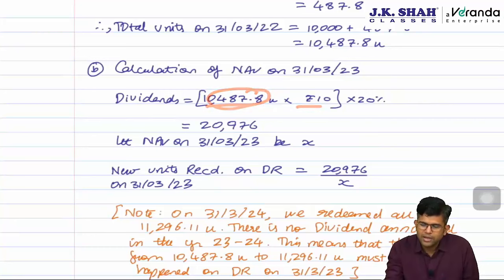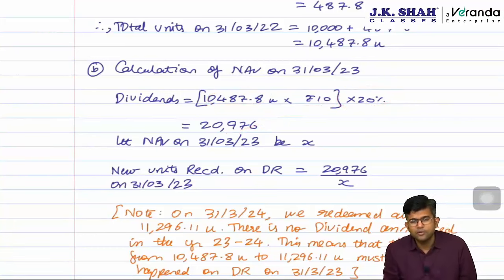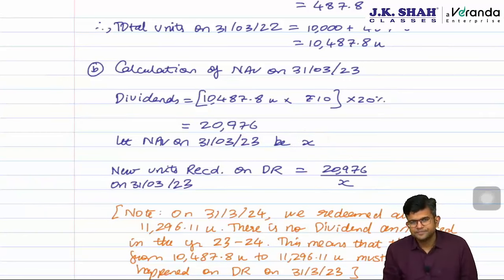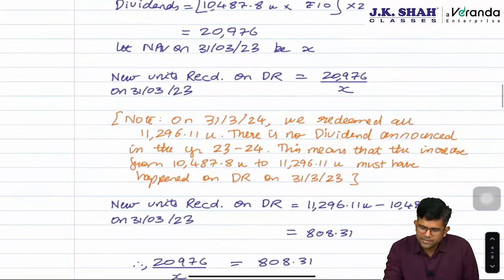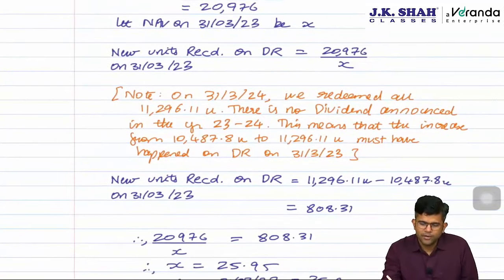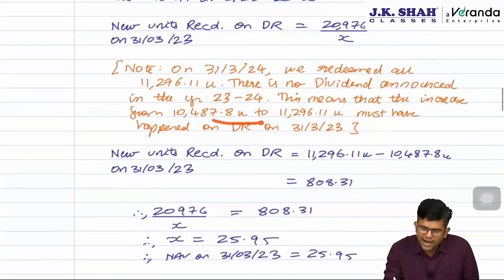You have extra units now. This face value into 20% will be the new dividend that you will get. Now let the NAV on 31/3/23 be X, and can I say at this rate you will be receiving new dividends, or I might say new units on dividend reinvestment on 31/3/2023. Now I hope everybody understands that these new units that you will get will take your number of units from 10,487 to 11,296. This is what we have already discussed, which means the additional 808.31, correct?